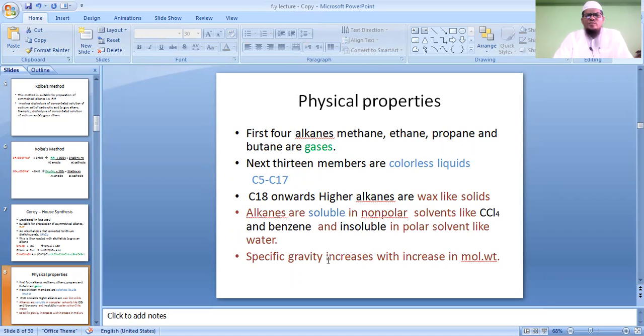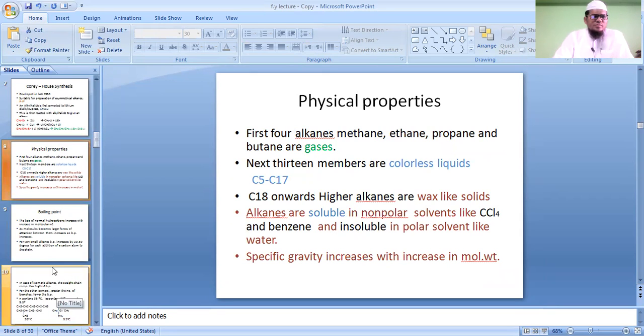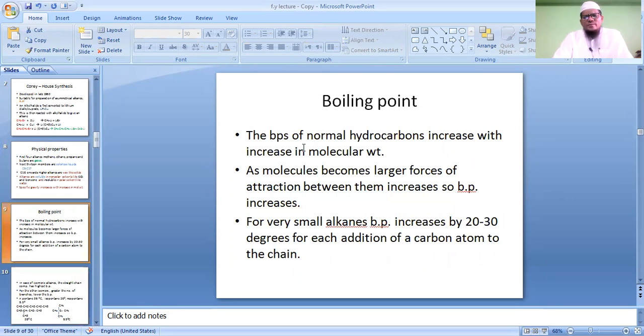स्पेसिफिक ग्रेविटी, जिसको हम डेंसिटी कहते हैं, डेंसिटी इंक्रीजेस विद इंक्रीज इन मॉलिक्यूलर वेट. जैसे जैसे मॉलिक्यूलर वेट बढ़ता चला जाता है उसी के साथ में इनकी डेंसिटी भी बढ़ती चली जाती है। Now come to boiling point. The boiling point of normal hydrocarbons increases with increase in the molecular weight.